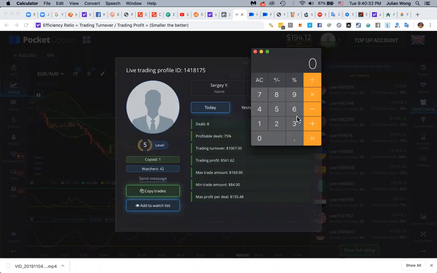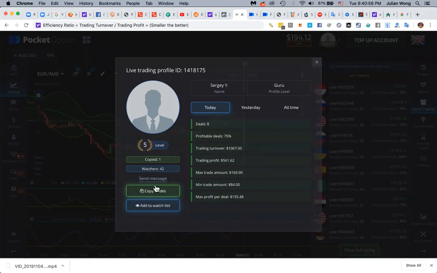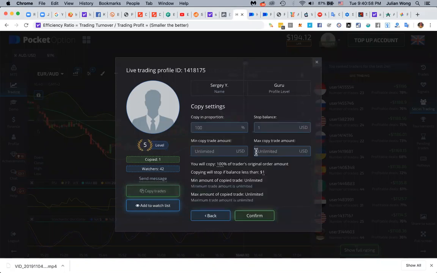Okay, 2%. So every time he does 84, I'll do 84 times 2%, so about 1.68. And that's a bit too small, so let's make it 3%. 84 times 3% is 2.52. Yeah, okay, whatever. And when he goes a bit bigger, that's about $5. That's fine. So I'm going to copy him right now.